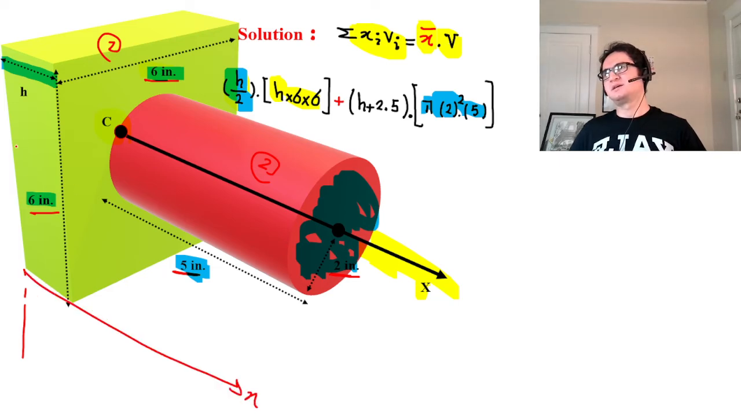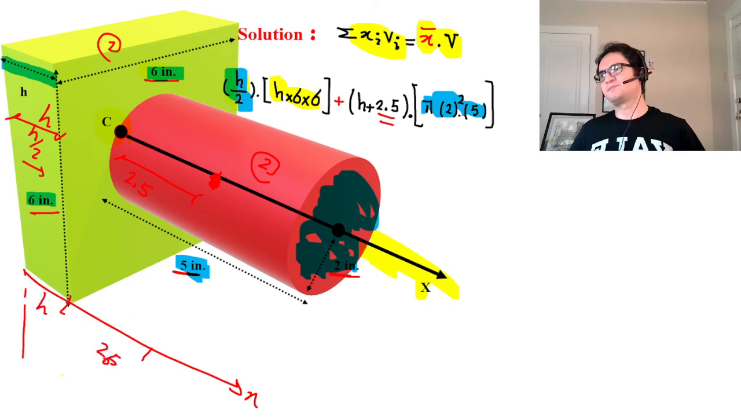So this is h over 2. The other one is h plus 2.5. This is the centroid of the cylinder alone: 2.5 halfway through, plus the whole h. So this is h from our center, plus halfway through to the centroid of the cylinder itself. So that's just h plus 2.5, times the volume of the cylinder.